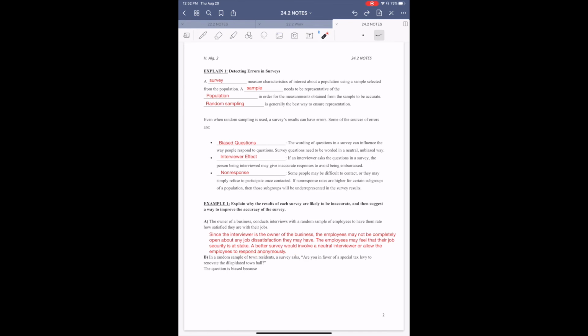The boss can still ask, right? But in this case, we would have, for example, a box where you could simply deposit your response and not put your name on it. Okay, that would be a great way to conduct a neutral survey. All right, example B says in a random sample of town residents, a survey asks, are you in favor of a special tax levy to renovate the dilapidated town hall? All right, here's what I want you to do. I want you to think about the response to this one, write it down, and then come back and see what the answer is for this one.